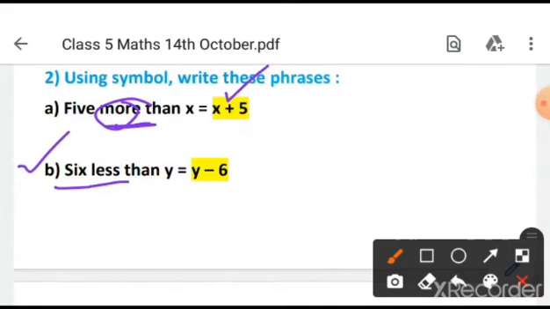Next, 6 less than y. So here you have less than. So students, we have studied a few minutes ago that less than stands for subtraction. So you will write y minus 6.